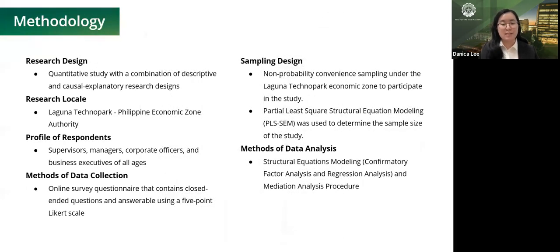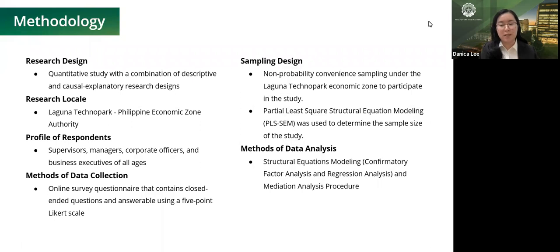The research possesses the characteristics of a quantitative study with a combination of descriptive and causal explanatory research designs. The study was conducted in the Philippine Economic Zone Authority, located in Laguna Technopark, because it's home to some of the world's leading manufacturing investors. Online survey questionnaires were distributed via email.